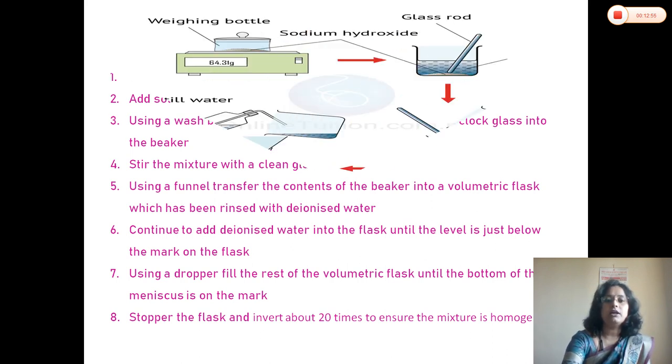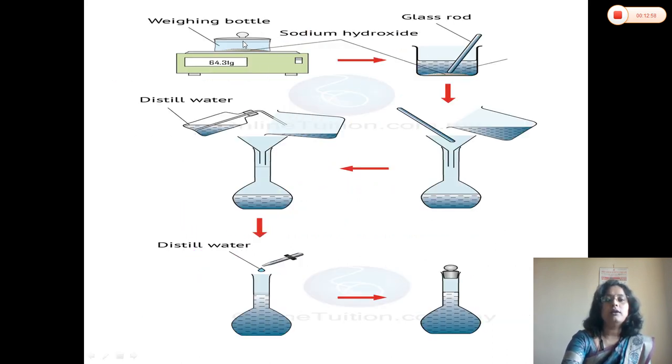specific mass of the solute, either by using a weighing bottle or a clock plate. So see, this is the electronic balance on which we are measuring the weight of the solute with the help of either a weighing bottle or a clock plate. We can also use a watch glass. With the help of that we can measure the amount of the solute.